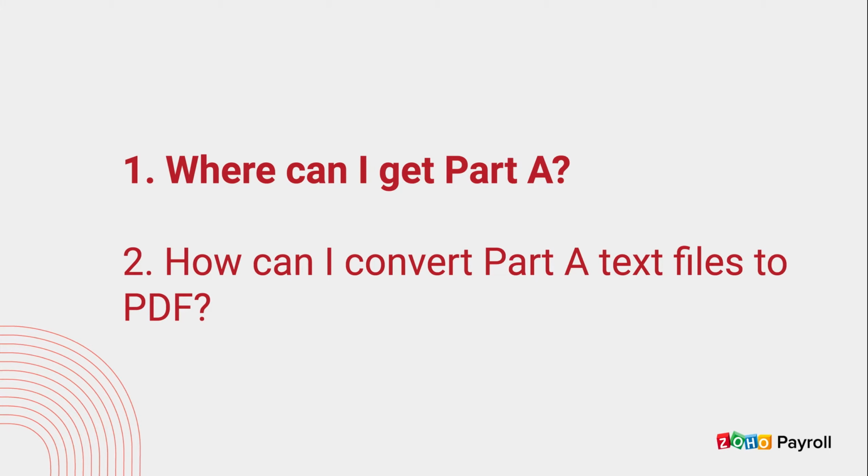Where can I get Part A? Form 16 Part A has to be downloaded from the Traces portal. The authorized tax deductor of an organization can log in using their credentials and download the Part A for specific employees or all the employees in bulk.